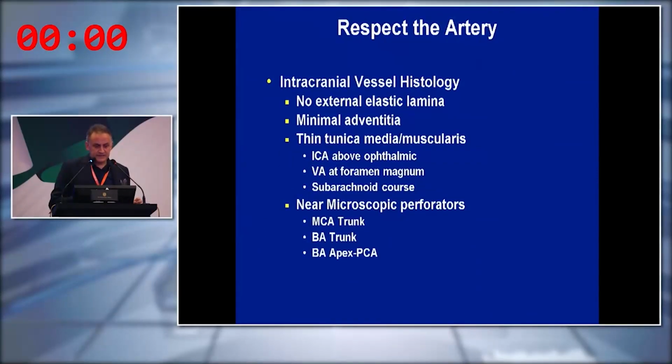Respecting the artery is extremely important because there is no external elastic lamina. There is minimal adventitia. The brain artery is very gentle, and we can easily perforate it. It has a thin tunica media and muscularis. And also we have microscopic perforators. We don't see them, they're very small, but if we occlude them, we might have a severe result.